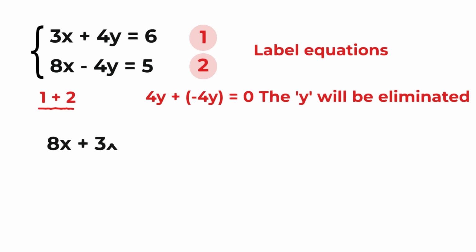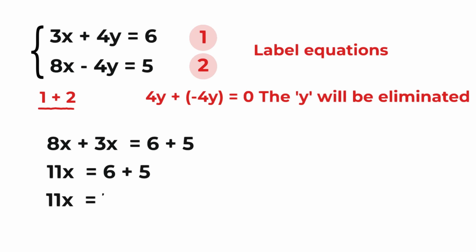So we can simply do line 1 plus line 2 here, and in doing so we get 8x's plus 3x's on the left hand side, the y's are gone, and on the right hand side we get 6 plus 5, which is 11. So on the left we have 11x, and that's equal to 6 plus 5, so 11x equals 11. And now you can divide both sides by 11 to get x equal 1.